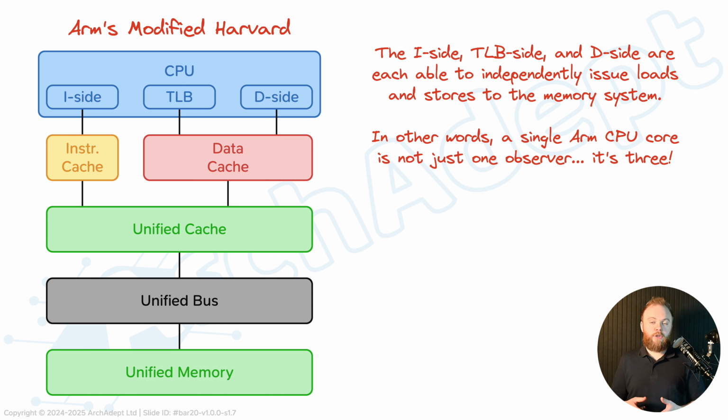Now, the key thing to take away here is the fact that these three bus interfaces, the I side, the TLB side, and the D side, act completely independently of one another, meaning they are each able to issue their own loads and stores to the memory system at the same time. In other words, a single ARM CPU is not just one observer. It is, in fact, three separate observers.